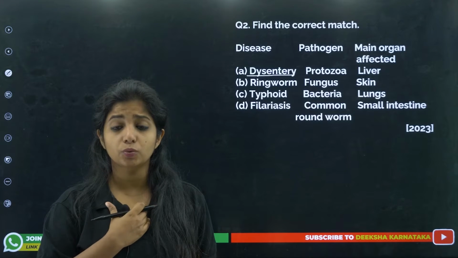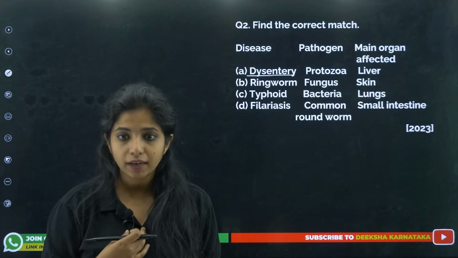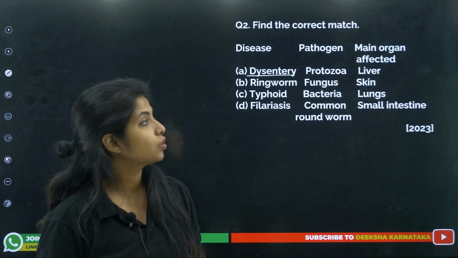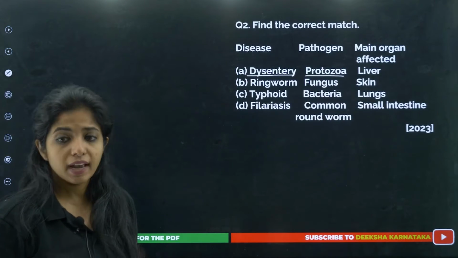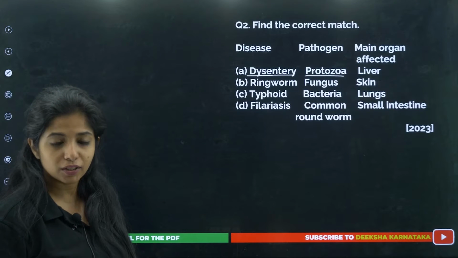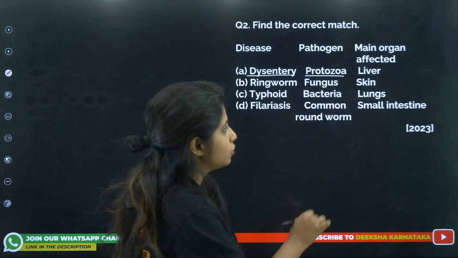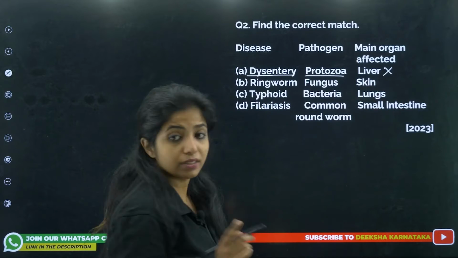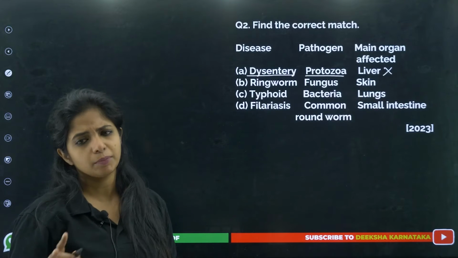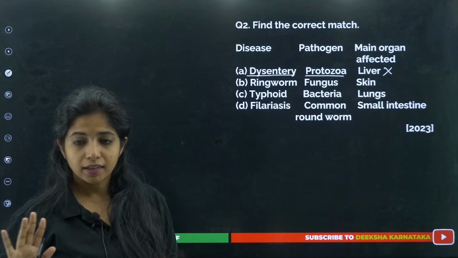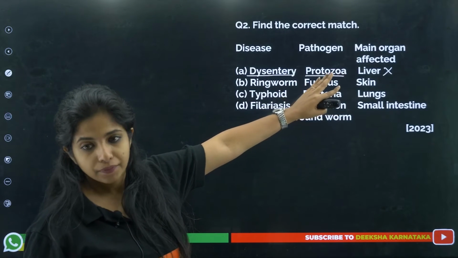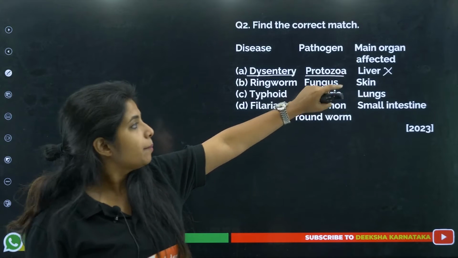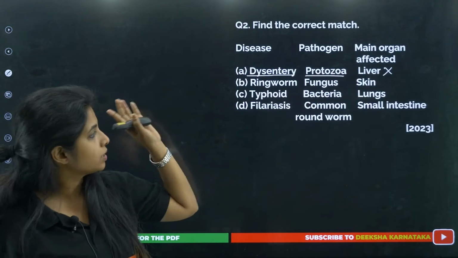Now there is a disease that is known as amoebic dysentery, my dear children. Amoebic dysentery is caused by a protozoan and it can affect the intestine but not the liver. So this is wrong. Dysentery can be simple dysentery also, that can be caused by bacteria. That is something else. So amoebic dysentery is caused by the protozoan Entamoeba histolytica, but it is not affecting your liver, so this is a wrong option.